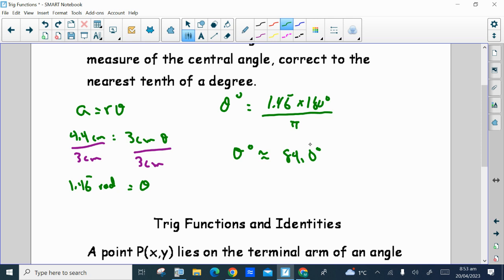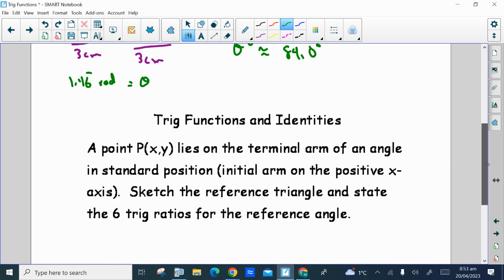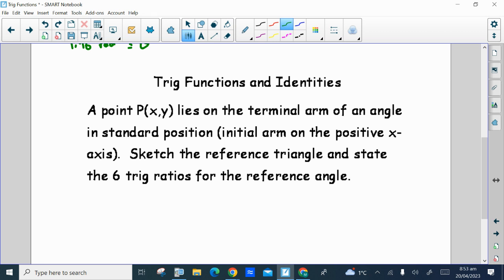Okay, so this is nothing new from what we learned about in 30-1. We also talked about rotation angles in 30-1. If a point x, y lies on the terminal arm of an angle in standard position, which remember means that your initial arm is on the positive x-axis, we can sketch the reference triangle and state the 6 trig ratios for the reference angle.